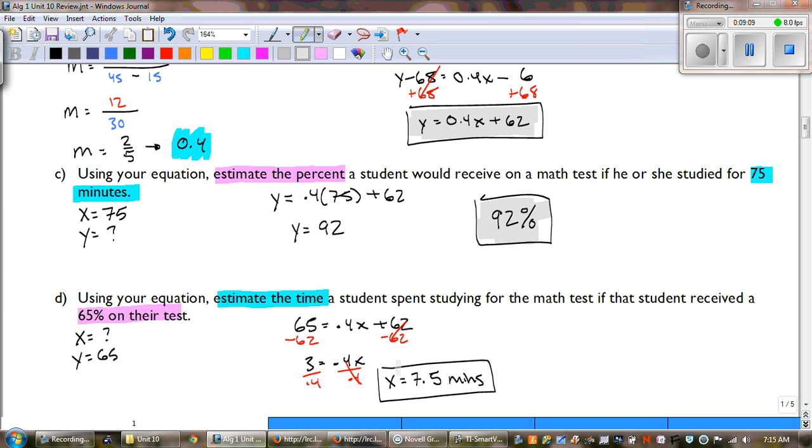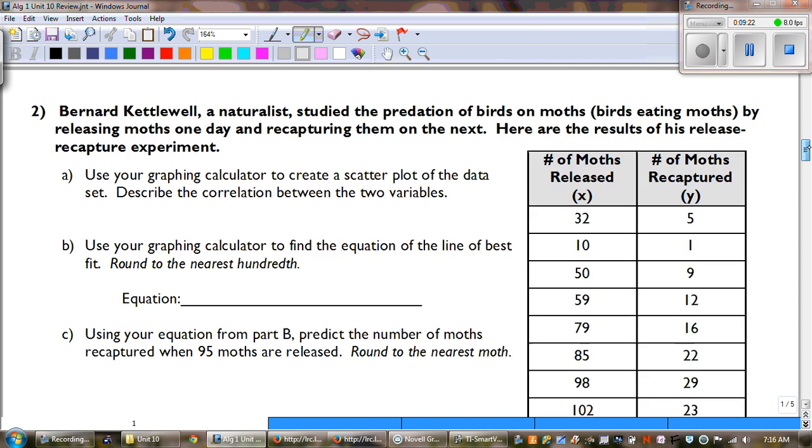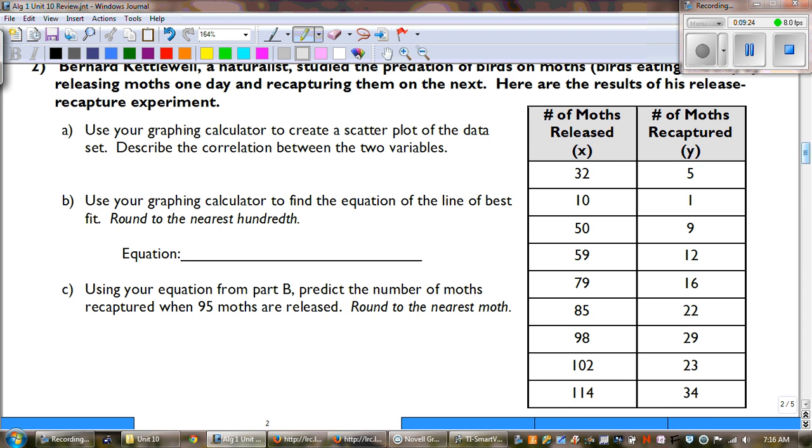What do you think? Did they do a good job studying for that test? I don't think so. Okay, why don't we go ahead and flip it over? We'll go through 2 questions here.